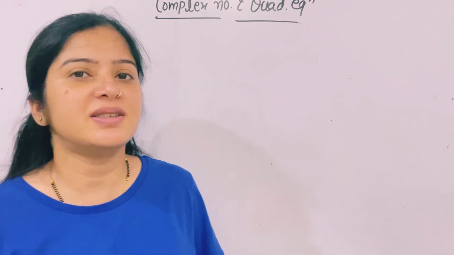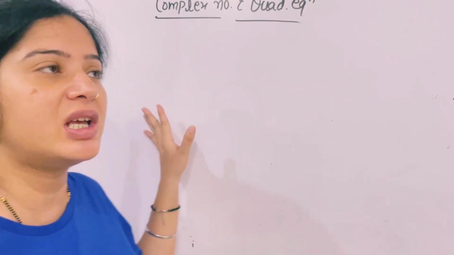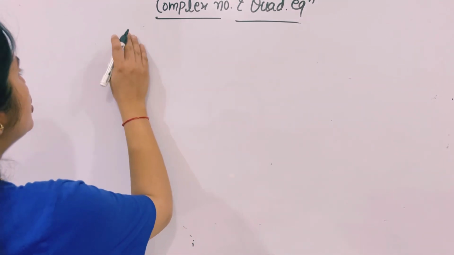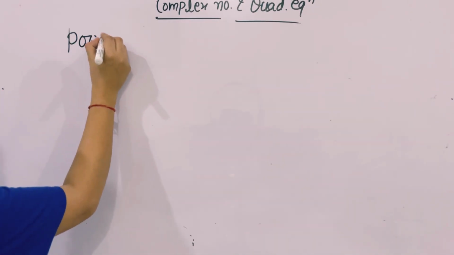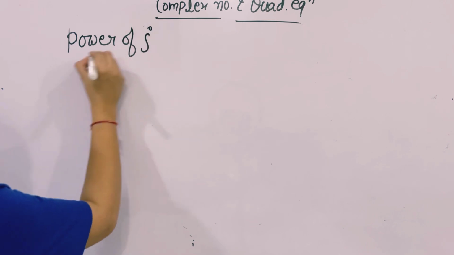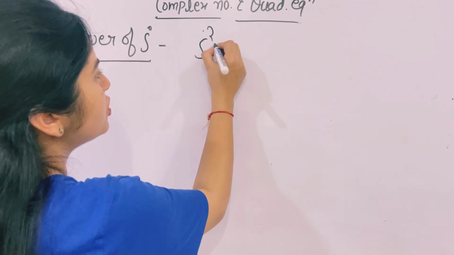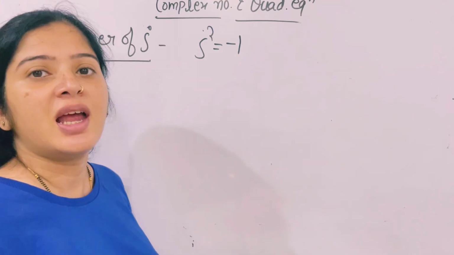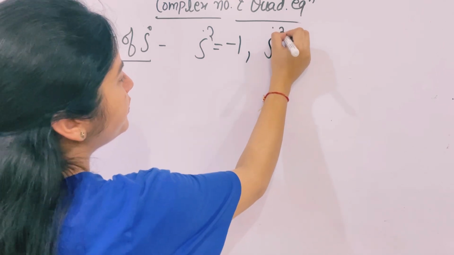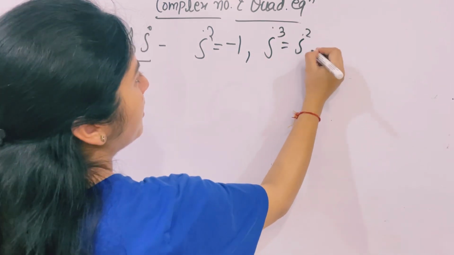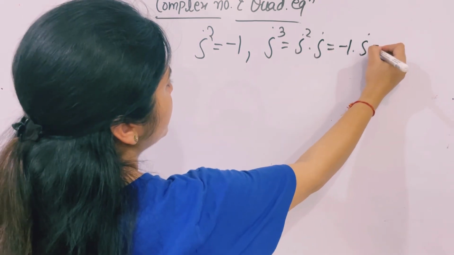Hello everyone, in this lecture we are going to complete the introduction of chapter complex number and quadratic equation of class 11th. So we are starting with the topic power of iota. As we know, iota square is equal to -1. We have studied it in the beginning of the chapter. So the iota cube will be iota square multiplied by iota, minus 1 into iota, which becomes minus iota.